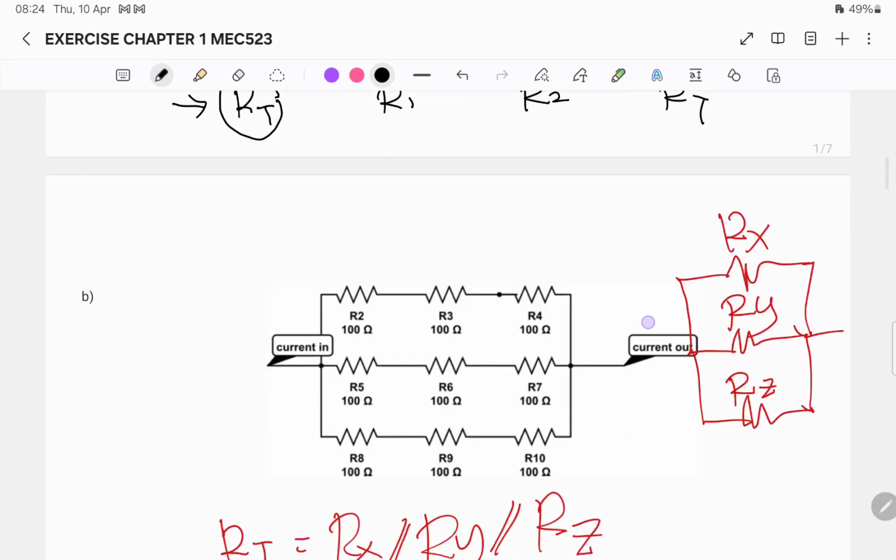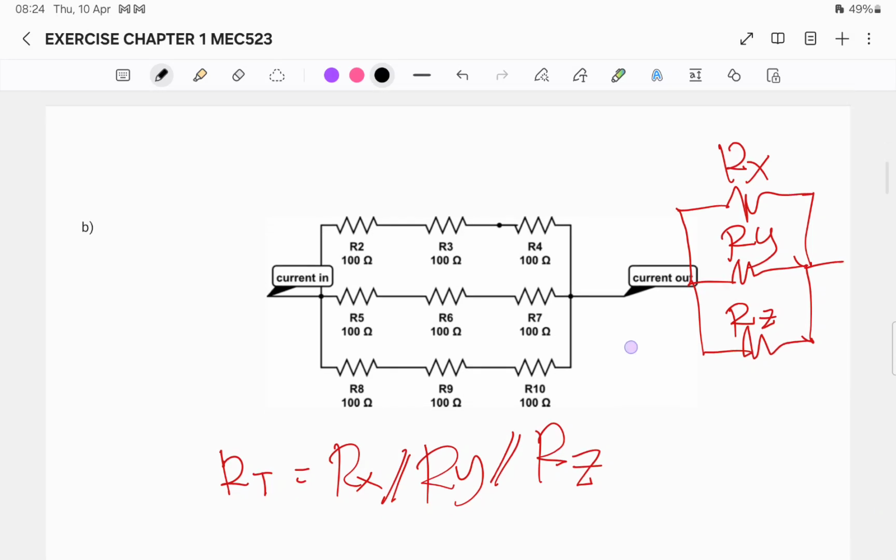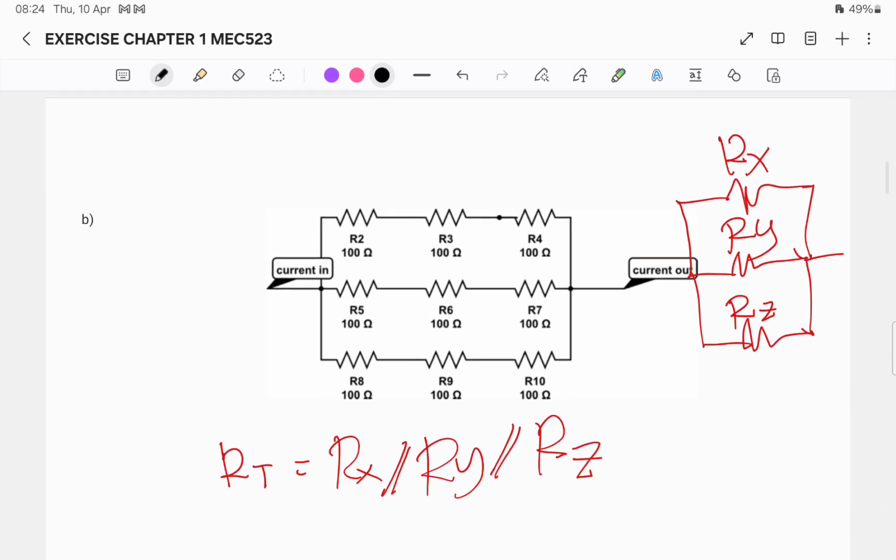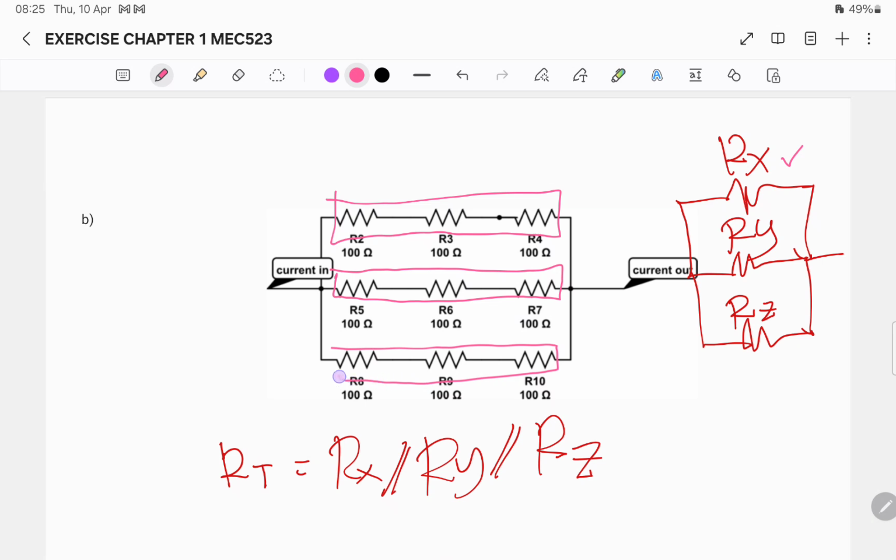Okay, this one is a combination of series and parallel. Yeah, the first row here, this is in series. So if you want to solve, you can get the Rx. For example. Okay, solve that one first. Don't do the parallel first. Solve the series first. Okay, you solve for the series first. This one also, solve for the series in the middle, and then the series at the bottom.